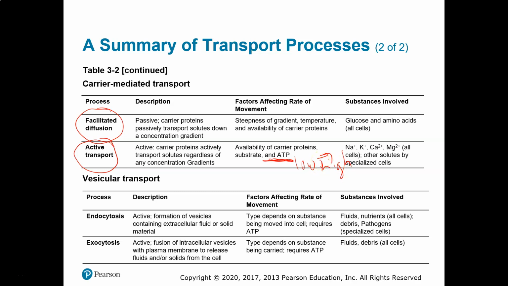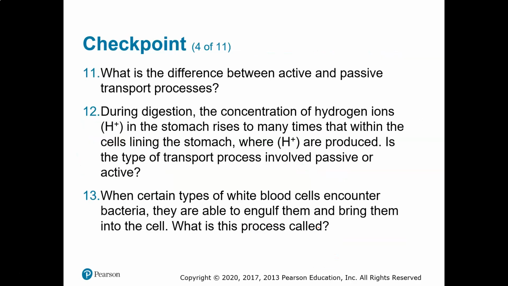All right, then there's vesicular transport, and we've got endocytosis. There were 3 types of endocytosis. There was pinocytosis, phagocytosis, and receptor-mediated endocytosis. And all of those are ways to bring material into the cell through a vesicle. And exocytosis is exactly the opposite. These vesicular transport does require ATP, as you can see in the table.